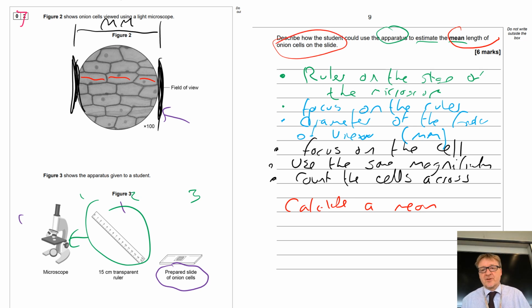But what you've got to do is think about the exact process. And because it's talking about apparatus, make sure you talk about all the different pieces of apparatus.